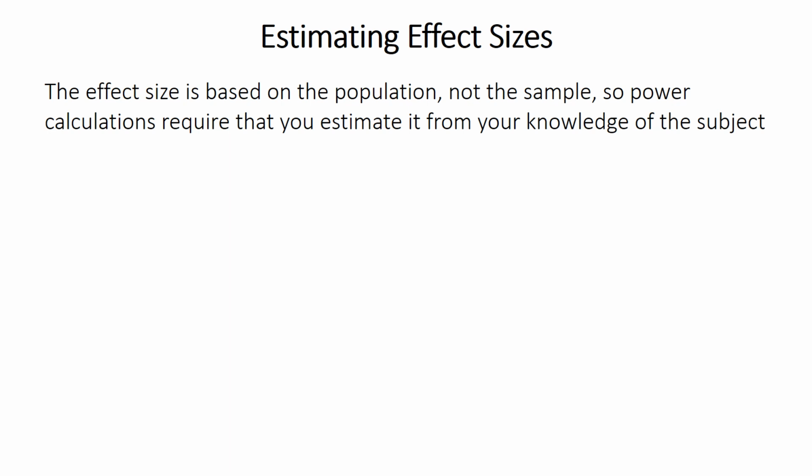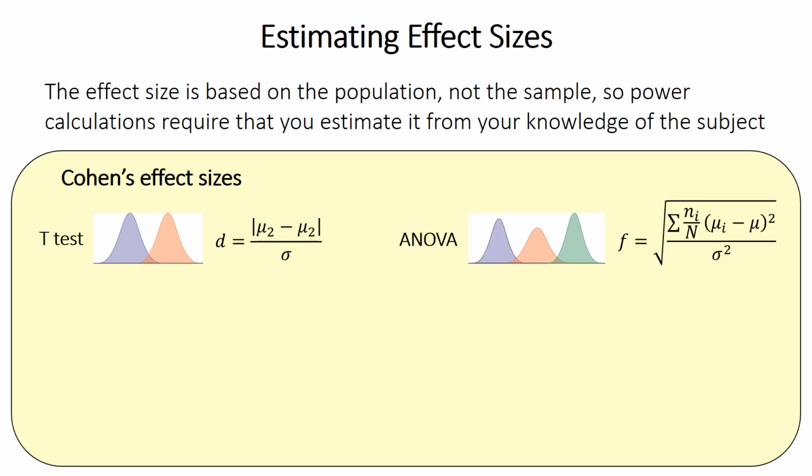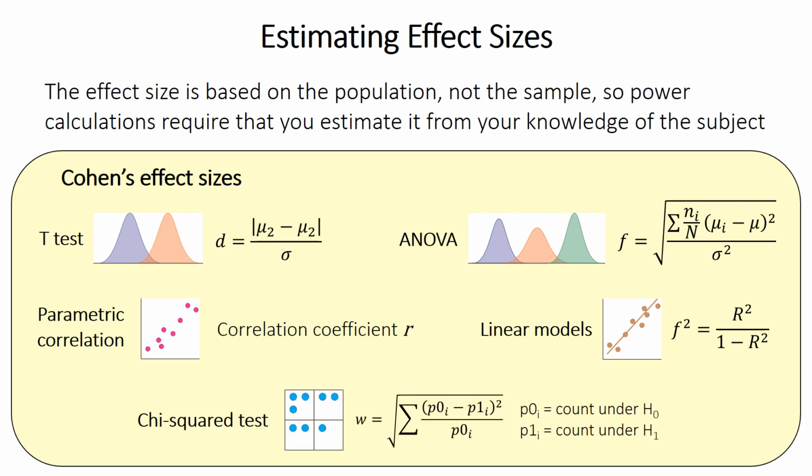So we've talked about effect size. The examples that I've used here have been in the context of 2 samples. But it can be measured in other ways as well. So with 2 samples, it's called Cohen's d. It's just the difference in means divided by the standard deviation. But there's more ways you can get effect size. You can do it for ANOVAs. You can get effect sizes for parametric correlation, where it's just the correlation coefficient R. You can get effect sizes for linear models, either single regression or multiple regression models. You can get effect sizes for chi-squared tests.